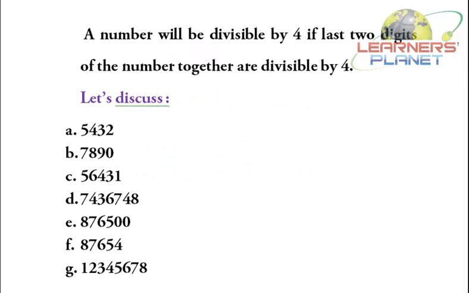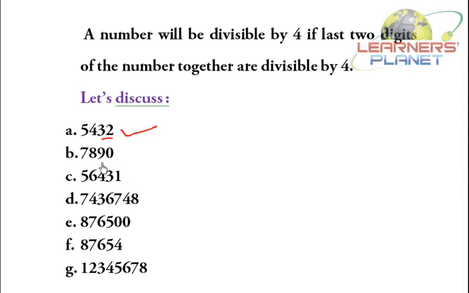Now let's see the divisibility test of 4. A number will be divisible by 4 if the last two digits of the number together are divisible by 4. So let's begin with the first example. In this case, 5432, the last two digits are 32. Now 32 is divisible by 4, hence the complete number will be divisible by 4.